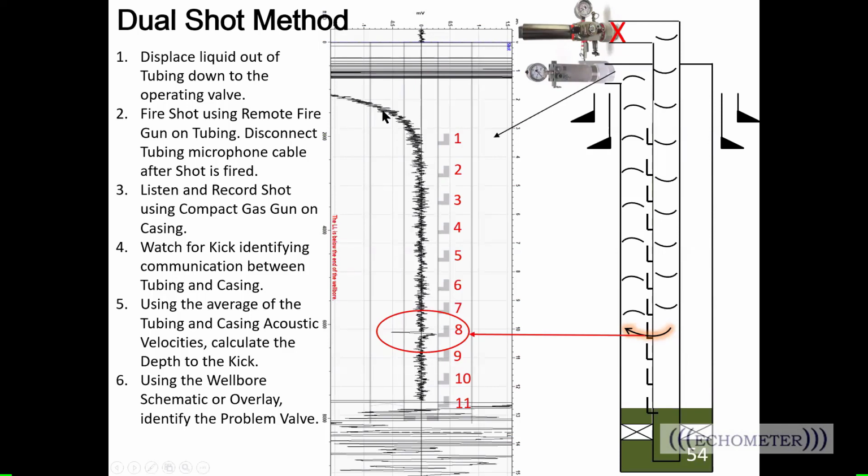So this is one of the results. This is the dual shot on this particular well. And here we see there's pressure communication right here at this 8th valve. If there was no pressure communication, then we would just see nothing but noise here for this compact gas gun.